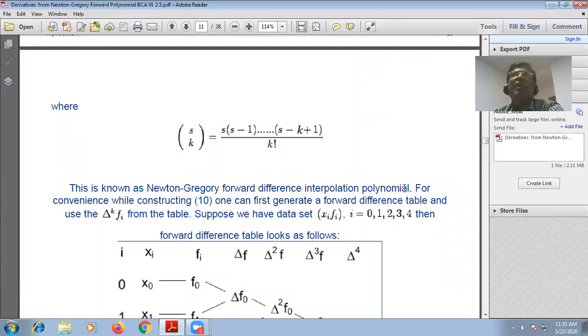Students, I hope you have understood what Newton-Gregory's forward polynomial is and what the derivative from Newton-Gregory forward polynomial is.